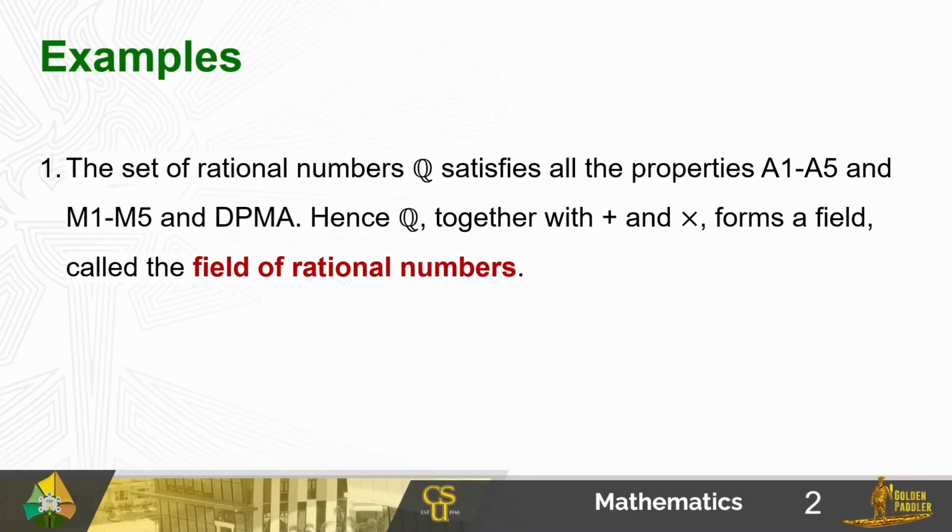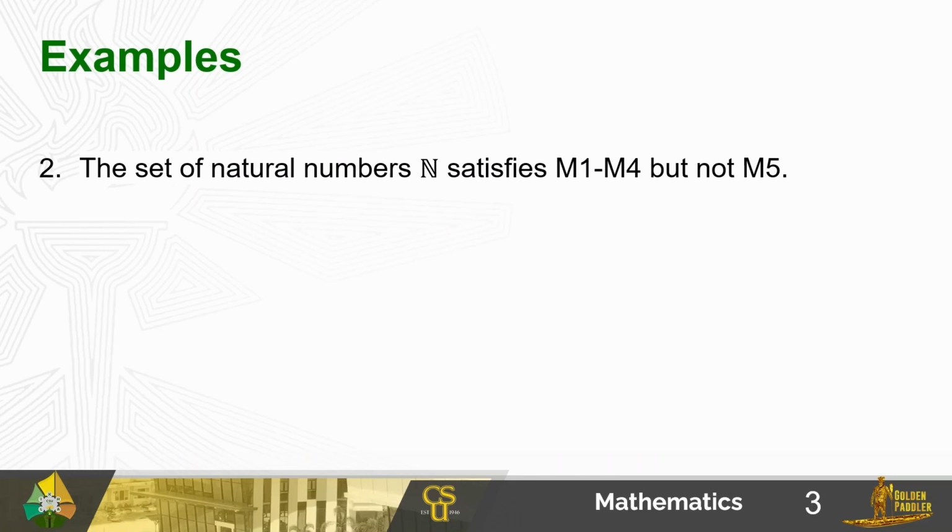Example 1. The set of rational numbers satisfies all properties A1 to A5 and M1 to M5 as well as the DPMA. Hence, the set of rational numbers together with addition and multiplication forms a field called the field of rational numbers. However, the set of natural numbers satisfies only M1 to M4 but not M5. Recall that M5 is what we call the multiplicative inverse.